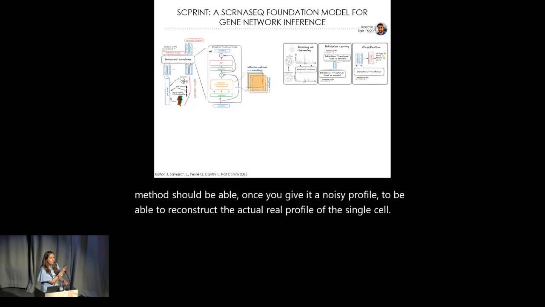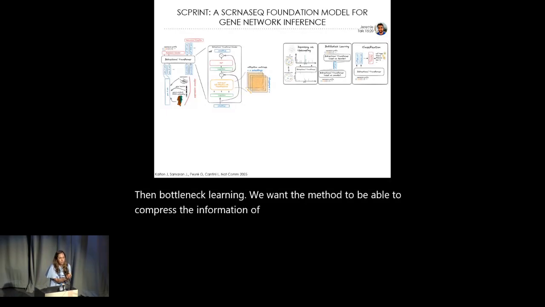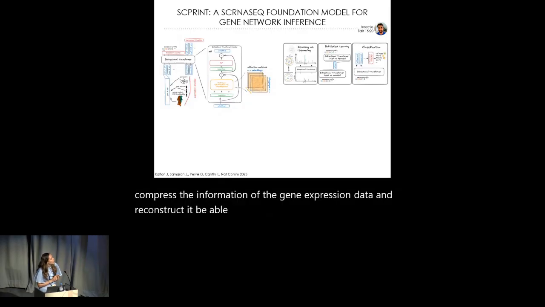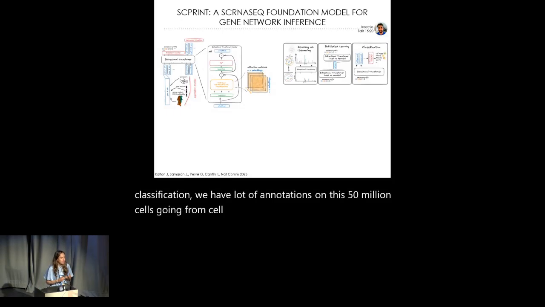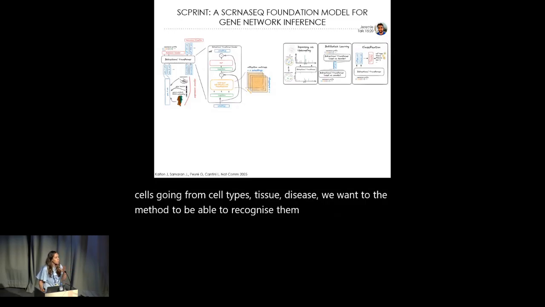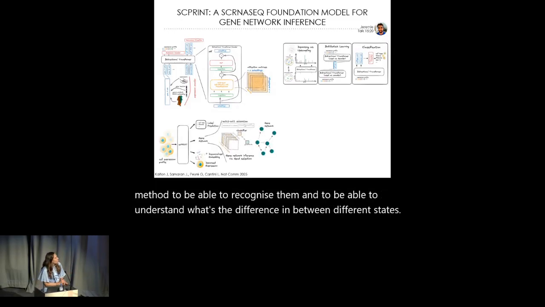Then bottleneck learning, we want the method to be able to compress the information of the gene expression data and then reconstruct it. Be able to reconstruct an expression profile that is similar to the starting one. And finally, classification. We have a lot of annotations on these 50 million cells, going from cell types, tissue, disease. We want the method to be able to recognize them and to be able to understand what's the difference between different states.